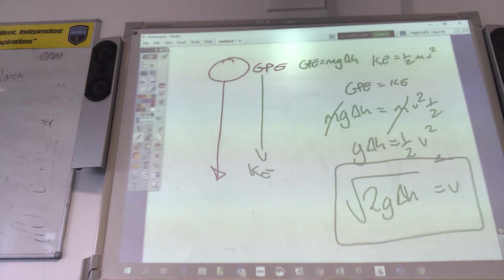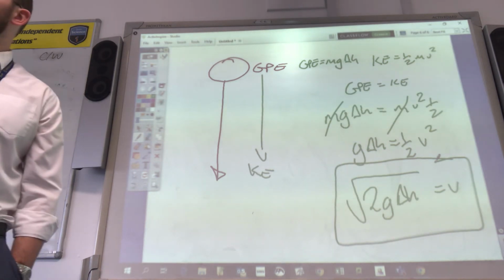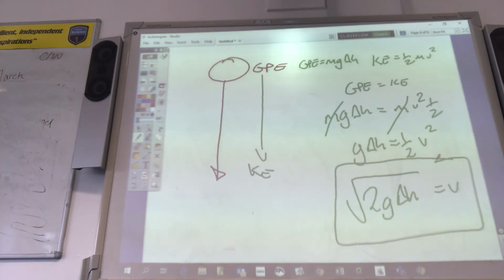If you're not comfortable with working all that out, then at least know the equation. Yes, sir? Why times it by 2? Getting rid of the half. I could divide it by 1/2 or I could times it by 2. 4 divided by 1/2 is 8, 2 multiplied by 4 is 8. So they're the same thing. Good question, thank you.